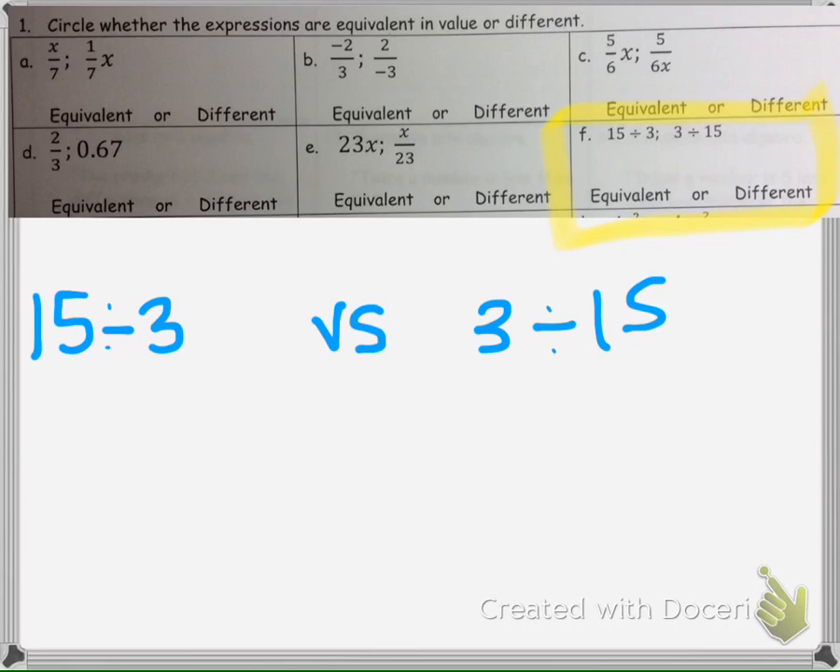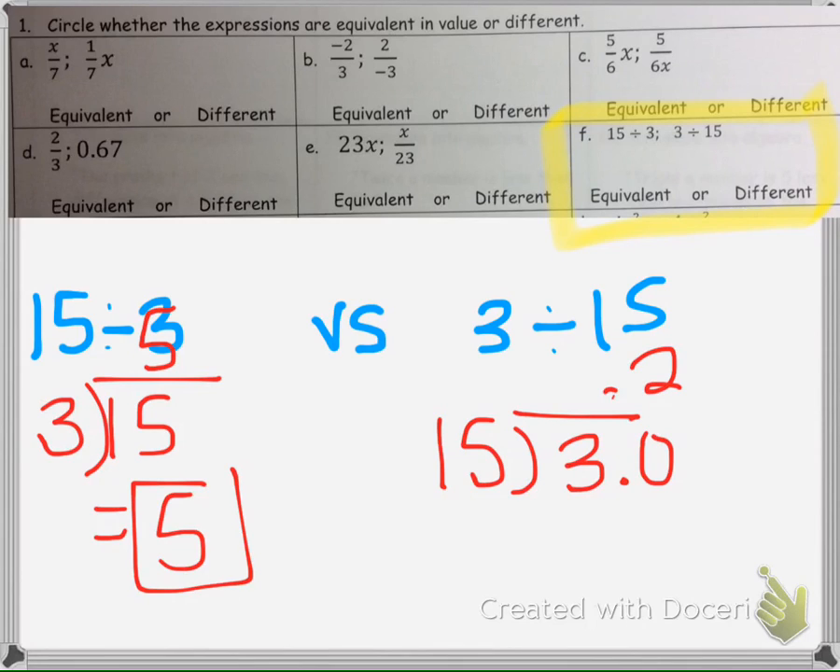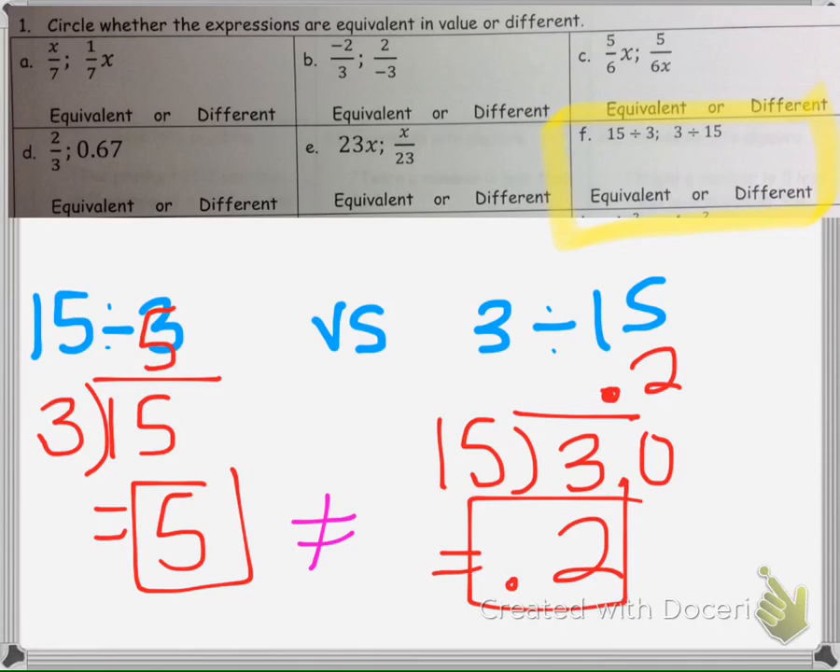Okay, so first of all, for F, we have 15 divided by 3, so 15 divided by 3 is 5. Here we have 3 divided by 15, which is 0.2. So they are not equal. They are different. One's 5 and one's 0.2. So different.